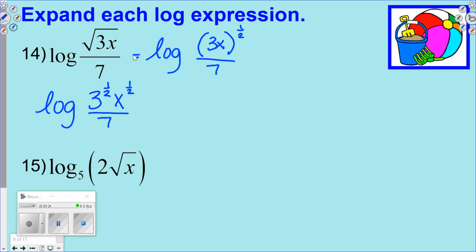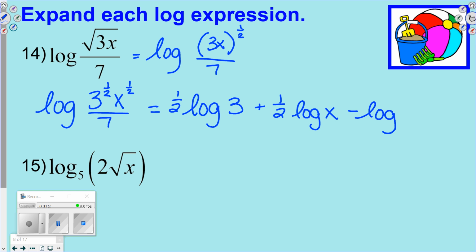All right. So how many times will I write log? 3 times, because there's 3 pieces. Christian? Yes. All right. So if I'm doing my log with the 3, it's going to be 1/2 log of 3, right? I did it for the first piece. I have to do the log on the second piece. What symbol goes in between here? A plus, because they're being multiplied. We're going to have 1/2 log of x minus, because it's division, and then log of 7.